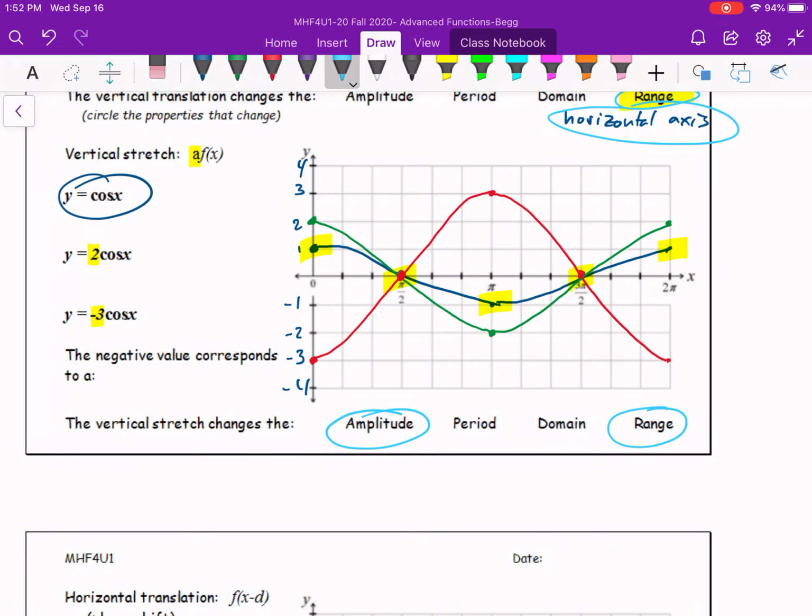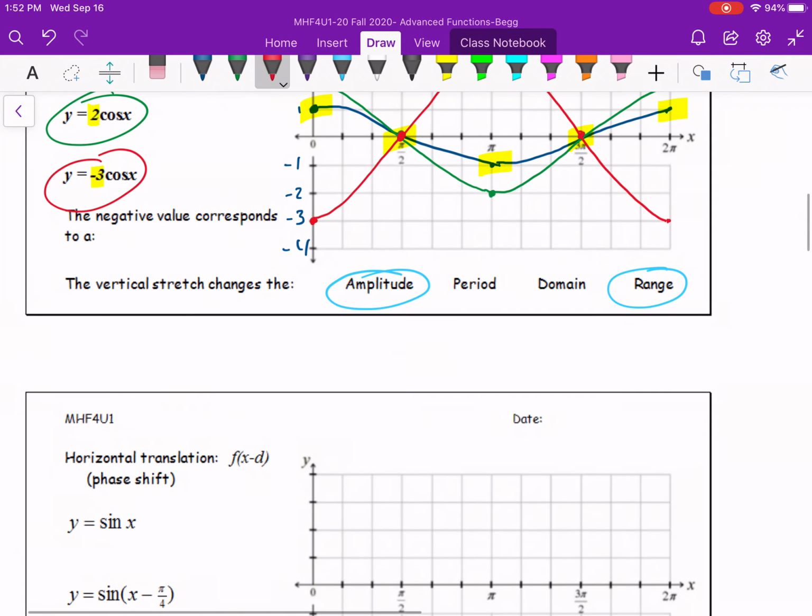The range has changed, though. The range for the parent function, the blue one, was from -1 to +1. For the green one, y equals 2 cos x, the range now went from -2 to +2. And for the third one, -3 cos x, the range goes from -3 to +3. So that definitely changed.